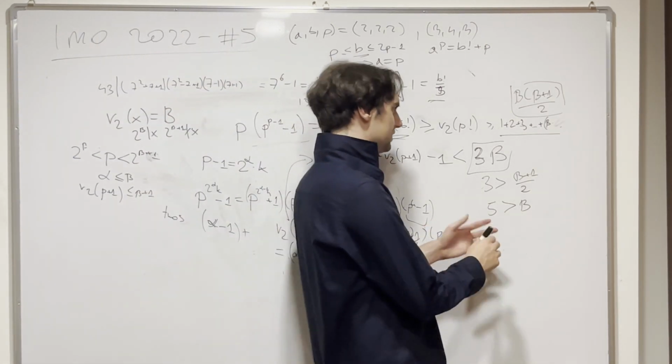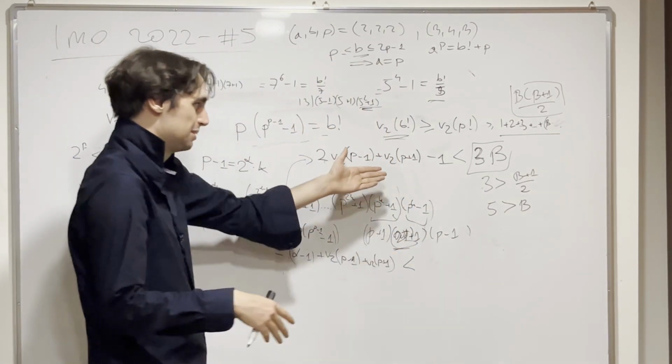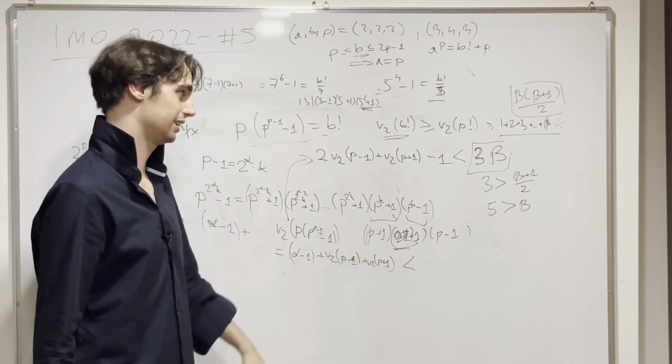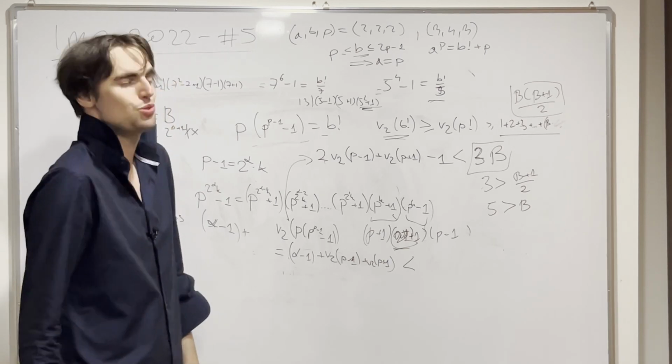So instead, let's get some better estimates, because this was a horrendous estimate, mind you. This is not just strictly less than 3 beta, it's probably less than 2 beta plus something.